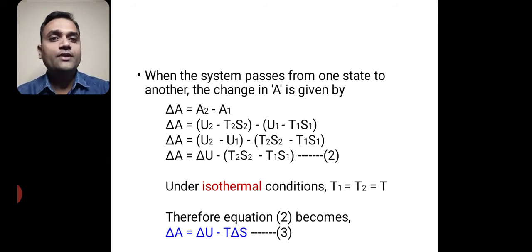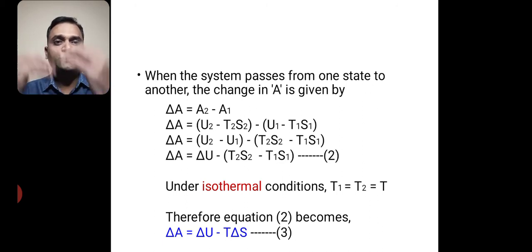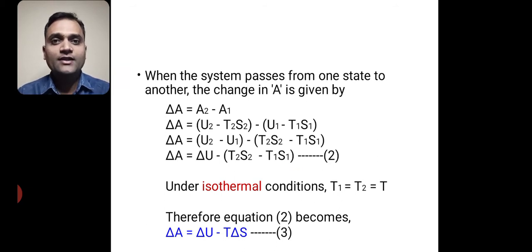Now next, delta A is equal to, we have to take U2 and U1 together. So in first bracket we write U2 minus U1, minus in another bracket T2S2 minus T1S1. So delta A is equal to, U2 minus U1 is delta U, that is the difference in internal energy between state 1 and state 2, minus in another bracket T2S2 minus T1S1.